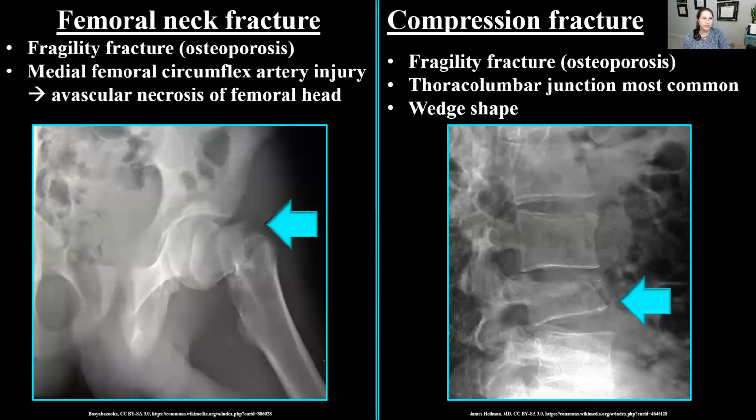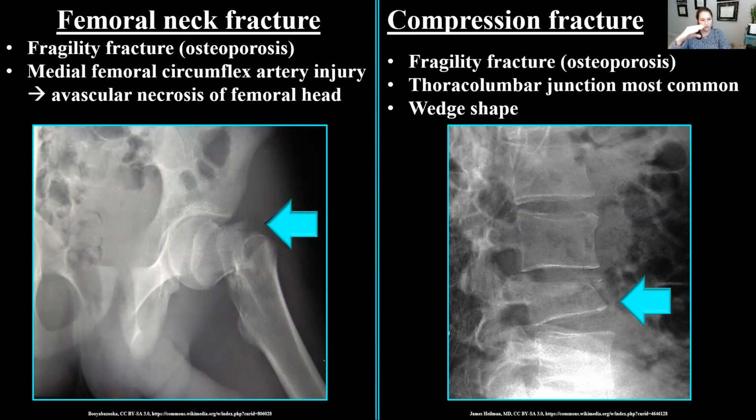Femoral neck fractures and compression fractures. These are commonly called fragility fractures because they are common in patients with osteoporosis. In the femoral neck fracture, the most likely vessel to be injured is the medial femoral circumflex artery, and this can cause avascular necrosis of the femoral head.